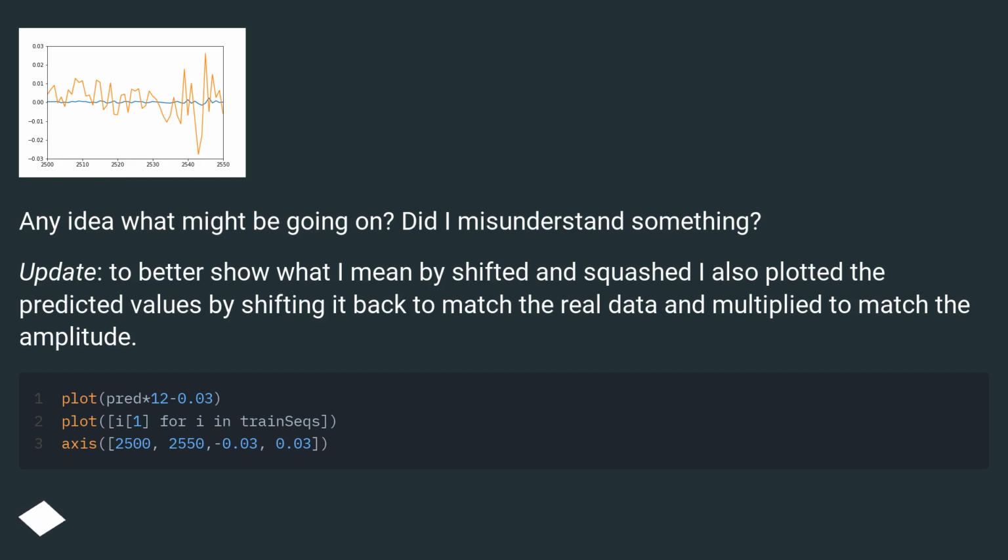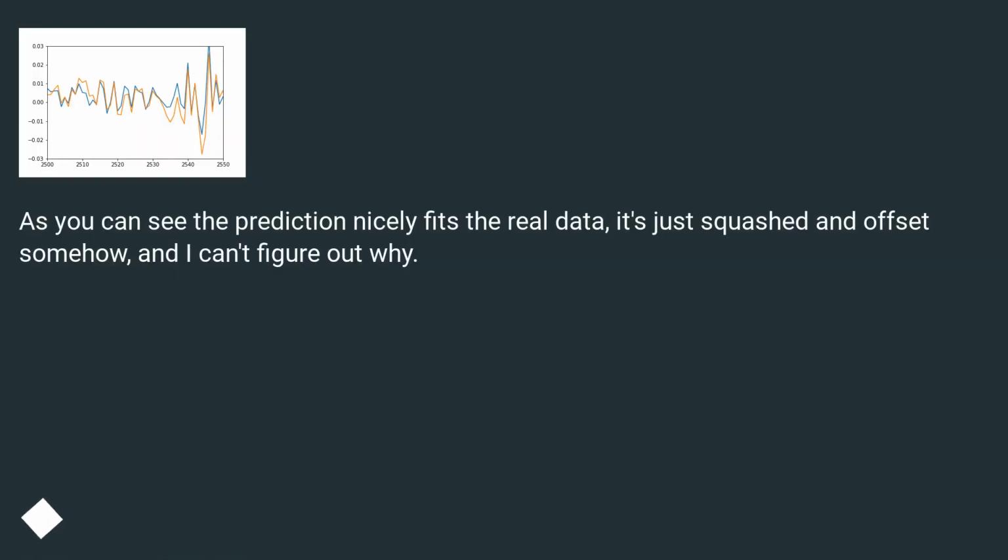Update. To better show what I mean by shifted and squashed, I also plotted the predicted values by shifting it back to match the real data and multiplied to match the amplitude. As you can see, the prediction nicely fits the real data, it's just squashed and offset somehow, and I can't figure out why.